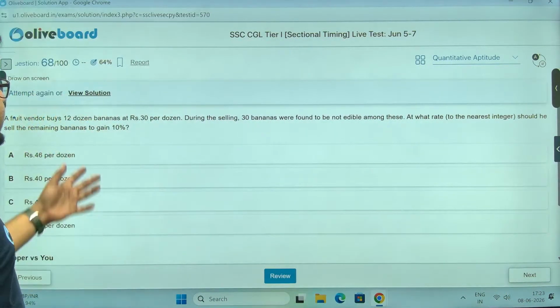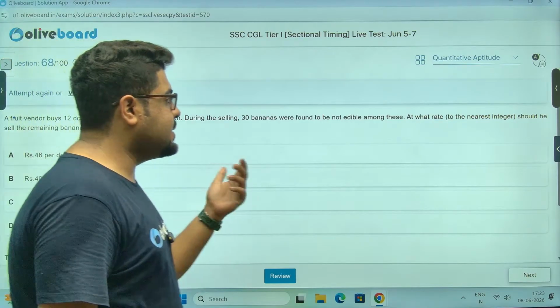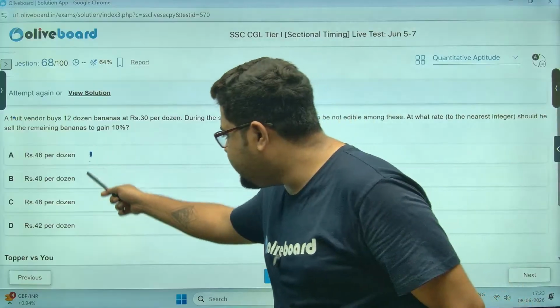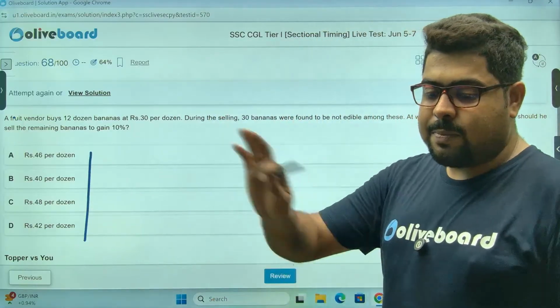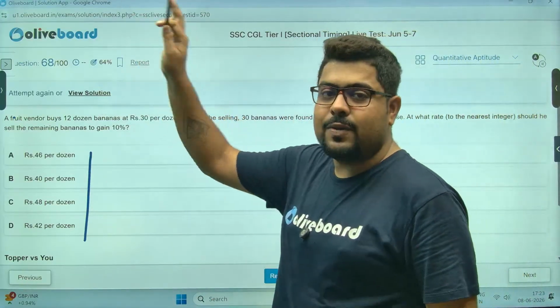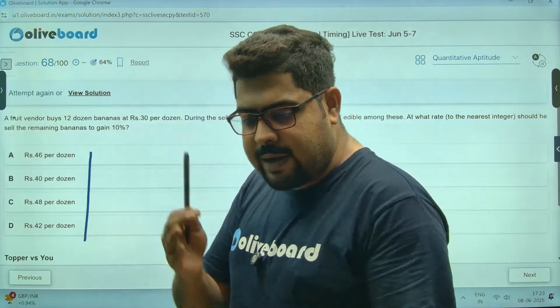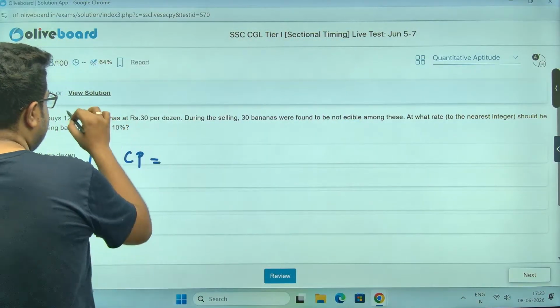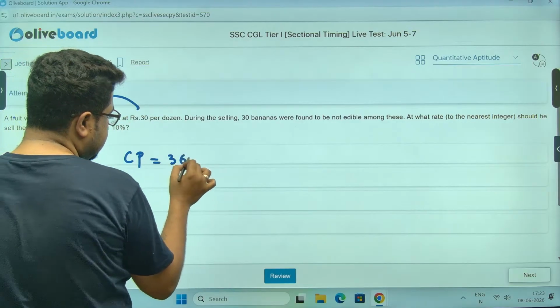12 dozen bananas, 30 rupees per dozen. Acha, sir. You see, one thing I have noticed first: options are again in per dozen. So I'll not break it down. I'll not write 12 dozen meaning 144 pieces. I will take 12 dozen as 12 dozen. So CP, 12 into 30, 360 rupees.